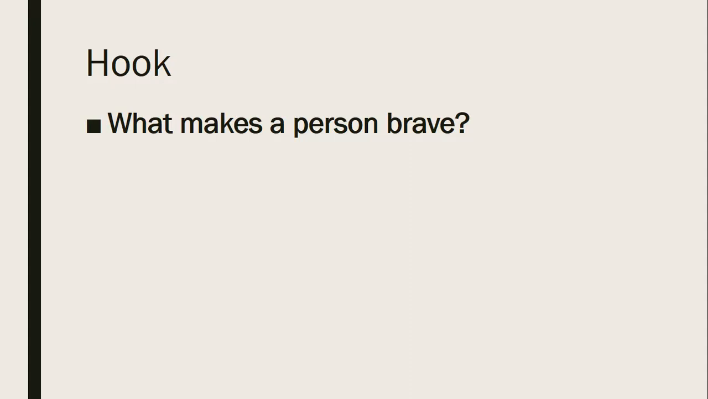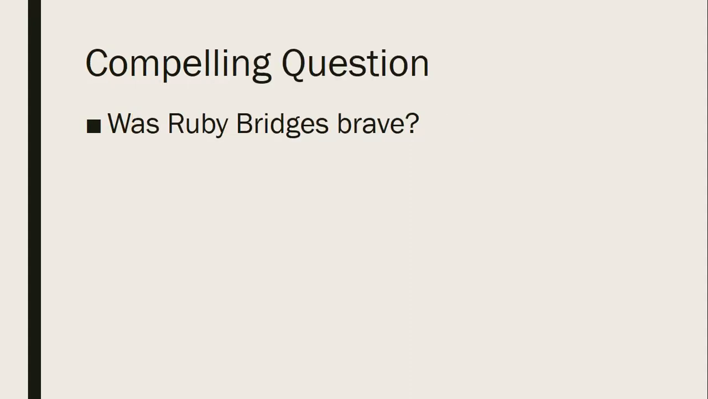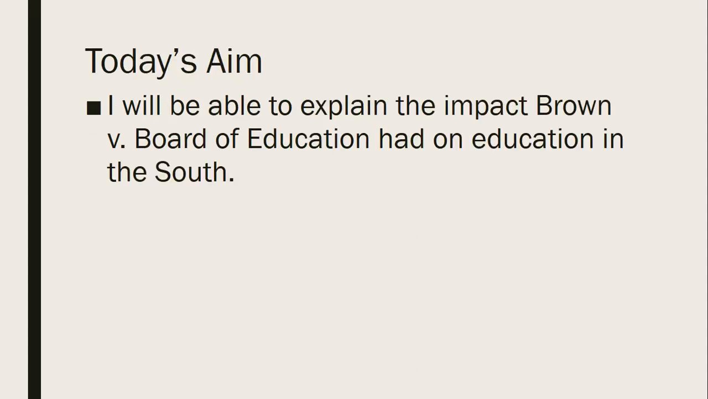Today we're going to look at a little girl alive during the civil rights movement and ask ourselves, do we think the actions that she took were brave? So our compelling question for the day is, was Ruby Bridges brave? We're going to learn that Ruby Bridges was the first Black student to attend an all-white school in New Orleans. We'll learn more about that, her actions, and what it was like for her, and figure out if we've decided that we think she's brave.